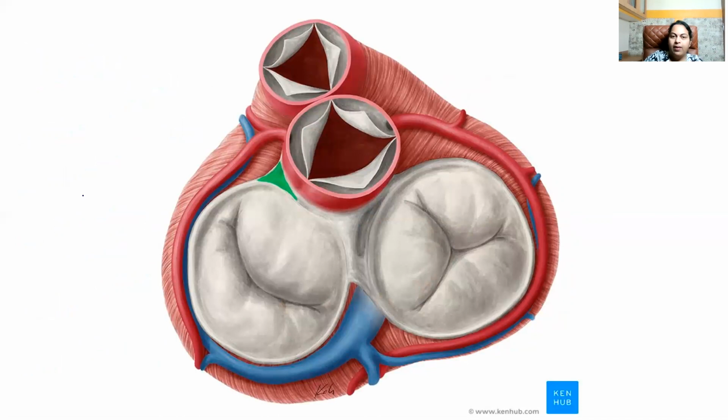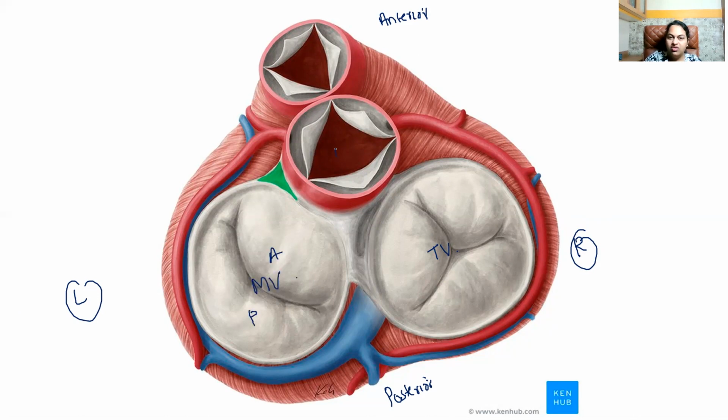Okay. So can you tell me which is anterior and posterior? This is anterior and this is posterior. This is right and this is left. Can you identify here? This is your tricuspid valvular complex. You can see the two cusps here, anterior cusp and posterior cusp, of your mitral valvular complex. This is your aortic valvular complex. This is your pulmonary valvular complex.